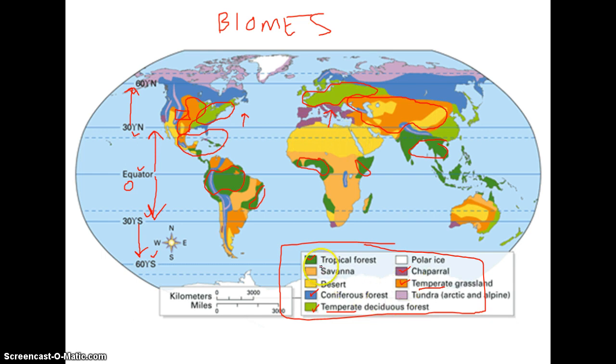So the term tropical will refer to between the two 30-degree markers, whereas the term temperate is going to refer to outside, either below 30 degrees or above 30 degrees, outside of those 30-degree latitude markers.